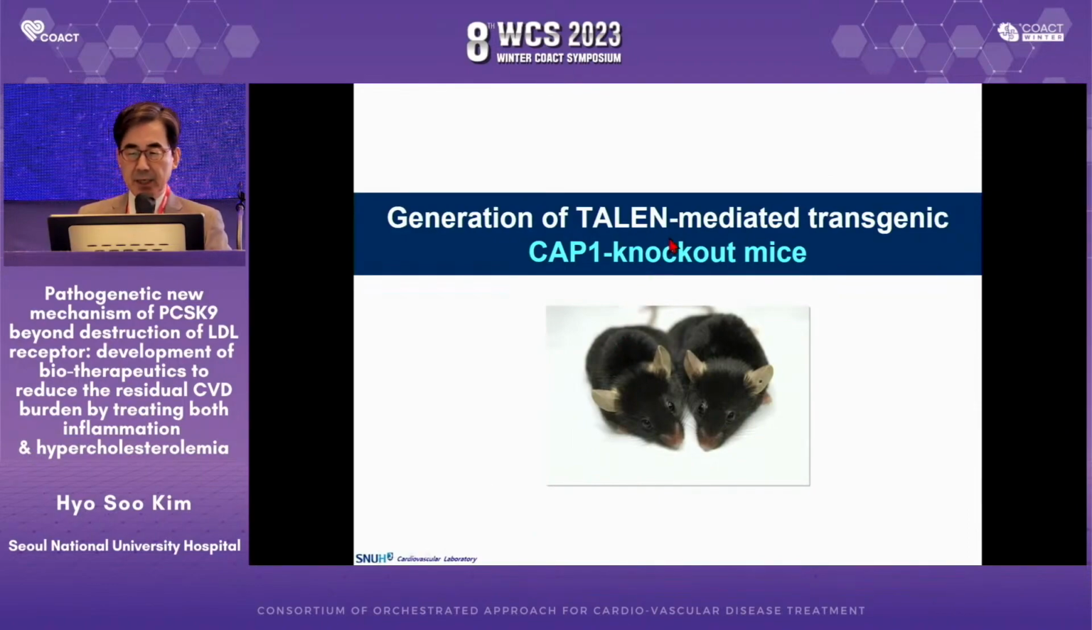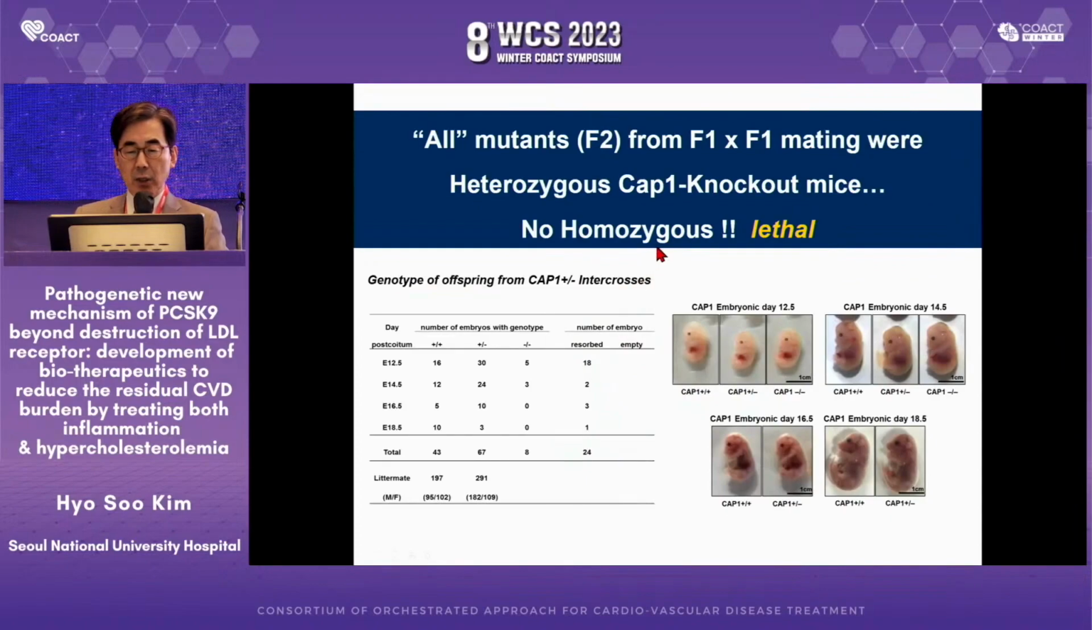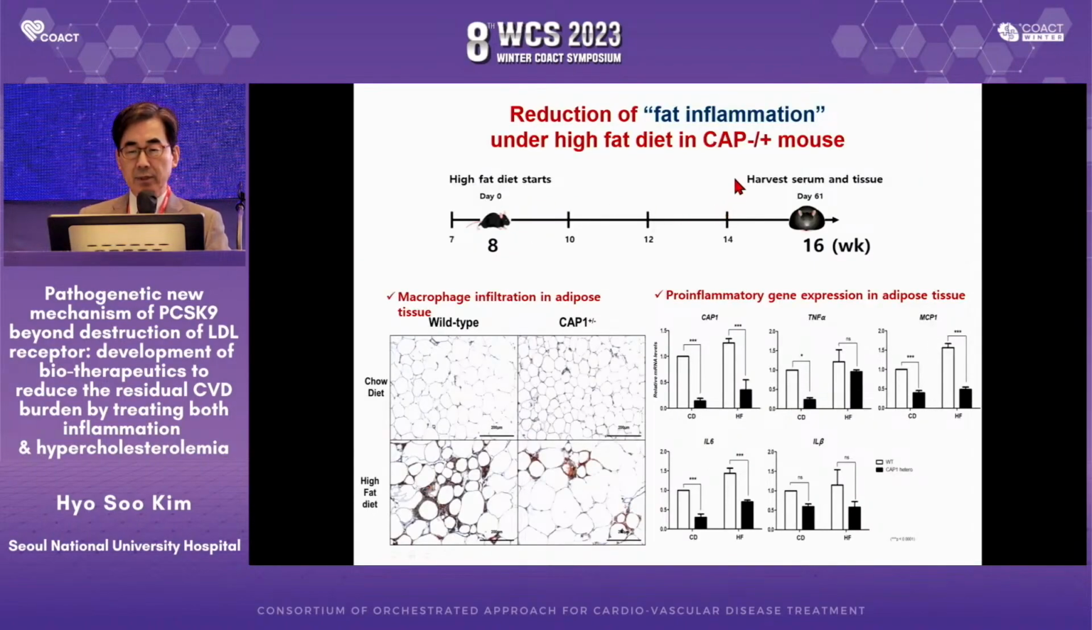We generated TALEN-mediated transgenic CAP1 knockout mice. Homozygous knockout mice were lethal at embryonic day 15. Thus, we analyzed the phenotype of heterozygous knockout mice. The first phenotype is reduction of fat inflammation under high-fat diet. Here are wild type animals, chow diet and high-fat diet. There is huge infiltration of brown macrophages. In other words, the inflamed fat is remarkably reduced by CAP1 heterozygous knockdown. Pro-inflammatory gene expression in this fat tissue is also decreased. Thus, we summarized in the paper that the resistin-CAP1 axis is a very important mechanism to explain metabolic syndrome.